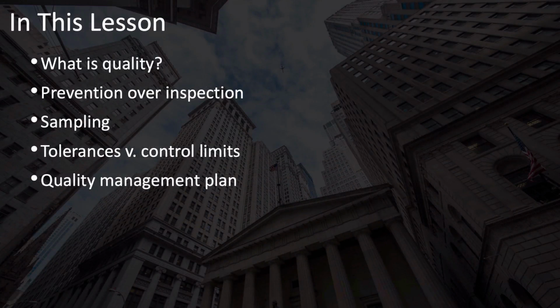This lesson answers the question, what is quality? It discusses the principle of prevention over inspection. It introduces the two main categories of sampling, distinguishes between tolerances and control limits, and dives into the inputs, tools, techniques, and outputs of the plan quality management process.